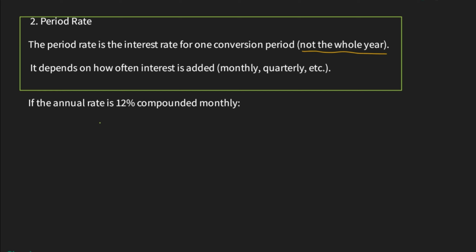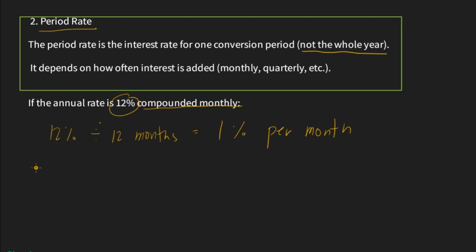So in this example, if the annual rate is 12% compounded monthly, then the rate is 12%. Therefore, we need to divide it by 12 months. So it means that your period rate will be 1%, because this is your annual rate, and we are talking about the period rate, and your conversion period is 1 month.